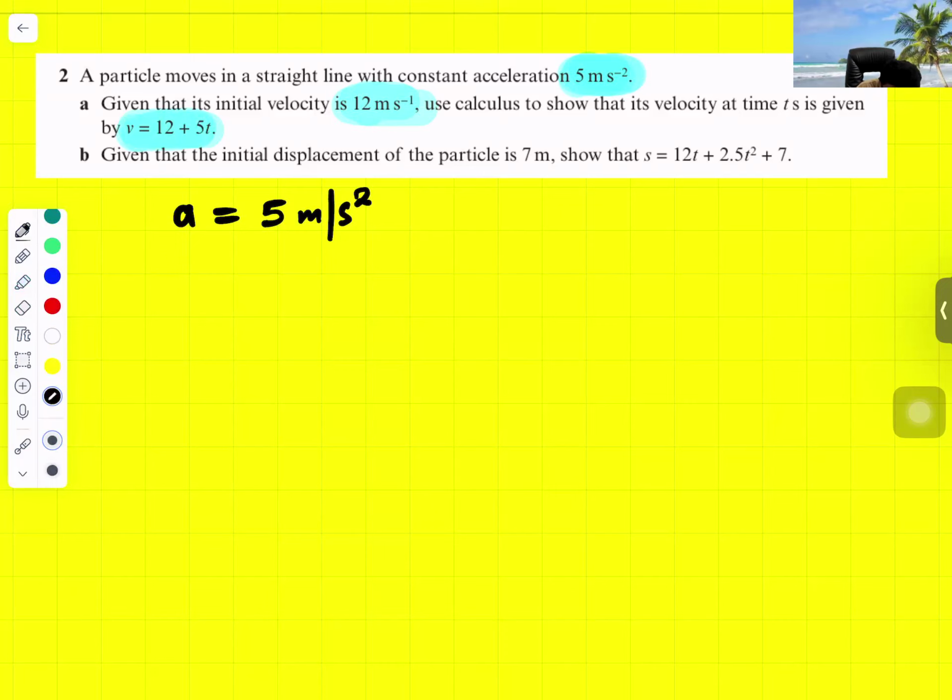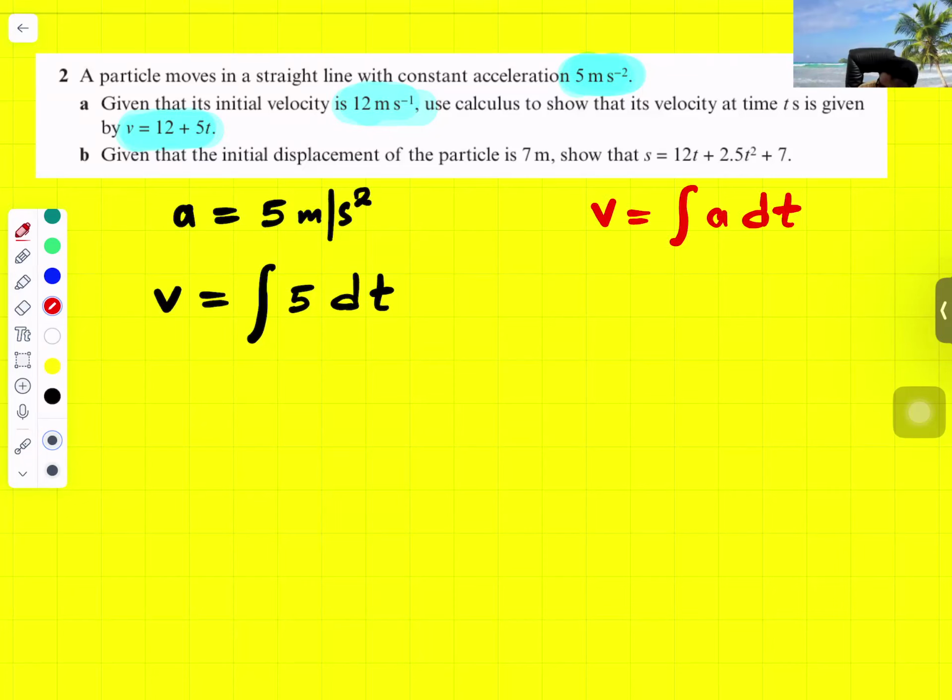So since we want to find velocity, to get velocity, we have to integrate acceleration. So the formula for velocity, I'll write it at the right there. Velocity is the integral of acceleration with respect to time. That's the formula to remember. And since the acceleration is 5, we are integrating 5. When you integrate 5, what do you get?